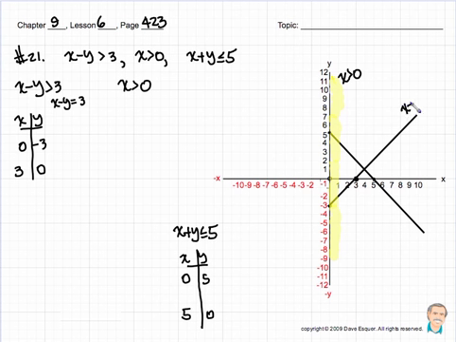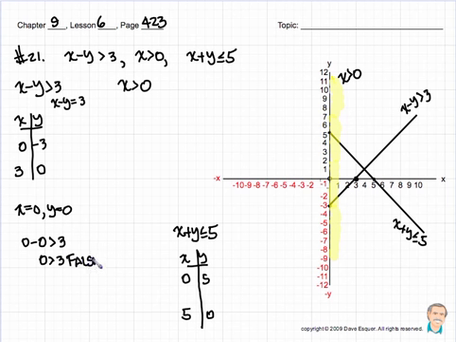Let's do this one over here, 0, negative 3 and 3, 0. This was the graph of x minus y is greater than 3. And this one here is the graph of x plus y is less than or equal to 5. So let's test this one over here for 0, 0 first. So we've got x is 0, y is 0. So we have 0 minus 0. Is that greater than 3? Is 0 greater than 3? I think that one turns out to be false. So if we test this one for 0, 0, this part isn't going to work.